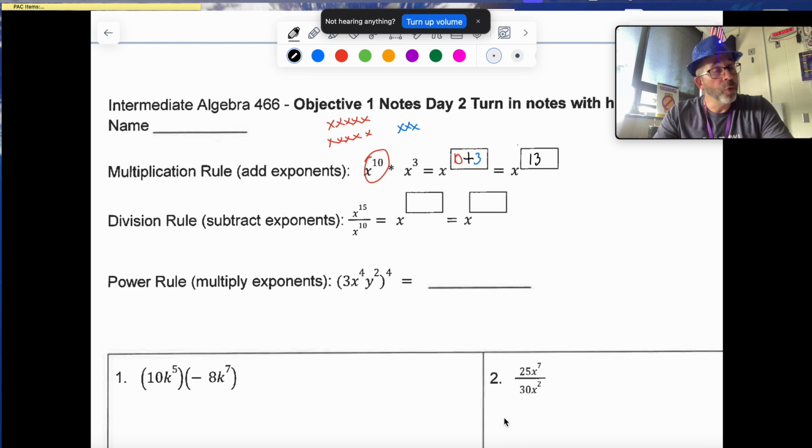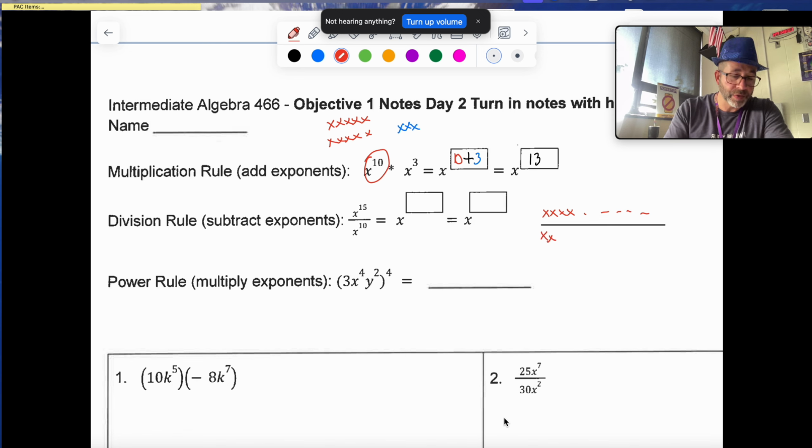All right. With the division rule, recall that what we're doing is subtraction. And again, that's because of that whole battle that takes place between the top and the bottom. So when we say that we've got 15 x's here, remember that says that we've got 1, 2, 3, 4, 5, so on and so forth. There's 15 of those. And then on the bottom, we've got 10 of them.